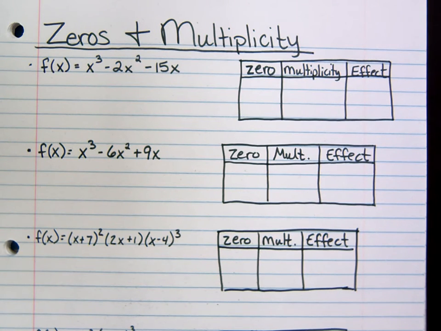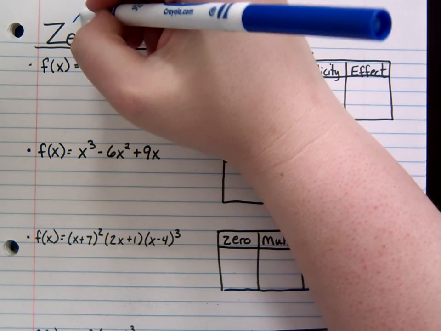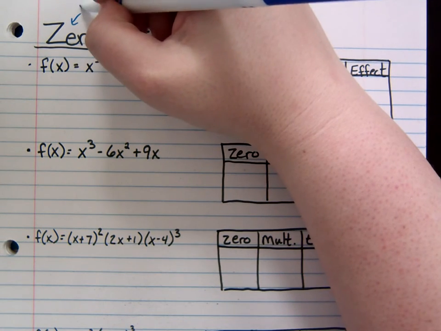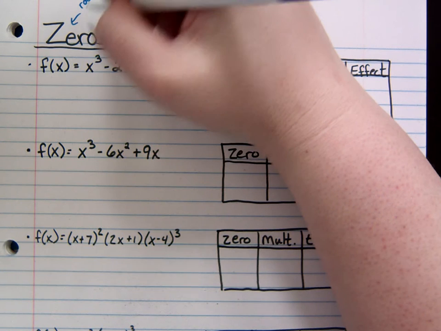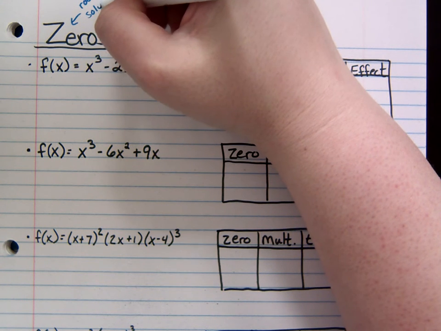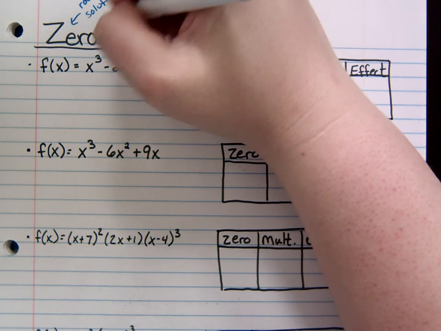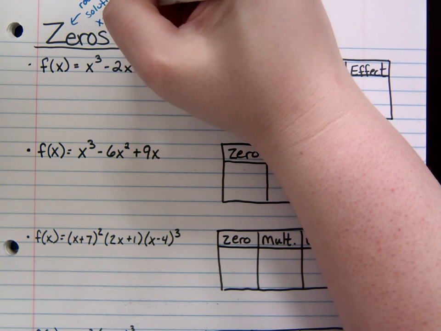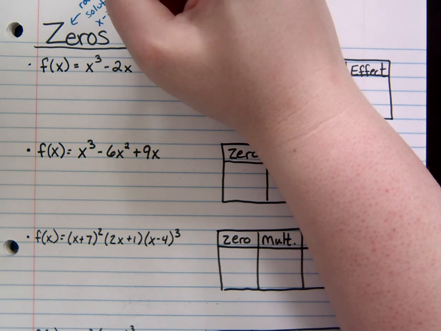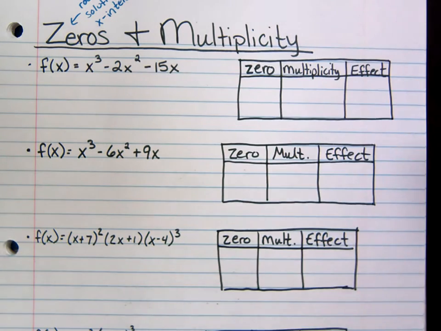In this video, we're going to be looking at the zeros of polynomials and how the multiplicity of those zeros affect the graph of the polynomial. Now, the zeros of a polynomial are also called roots, solutions, or x-intercepts, because they are where the graph intersects or touches the x-axis.